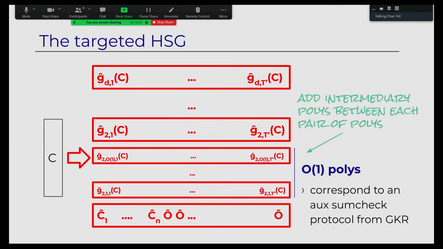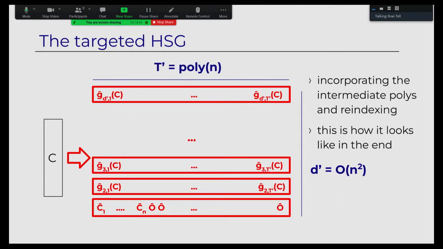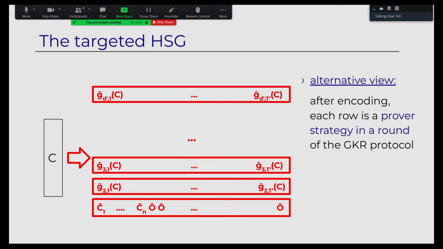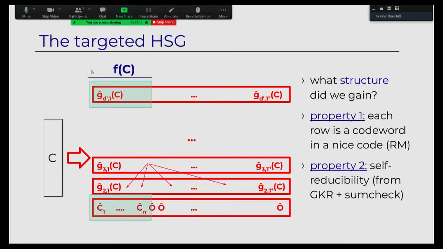And let me just re-index everything here. Forget that I added space and added polynomials. Now I just have a new matrix. This matrix is of depth 100 times n squared, because I added constantly many polynomials between each pair of rows. And it has this nice structure. First I'll say the structure, then I'll say another comment.